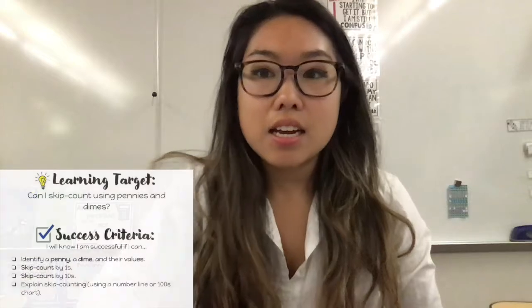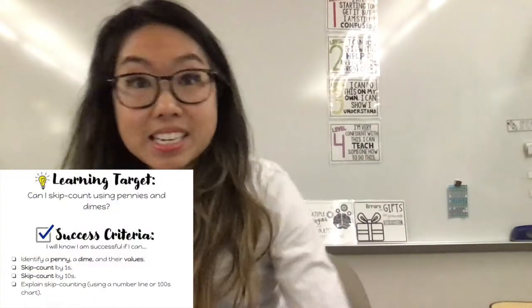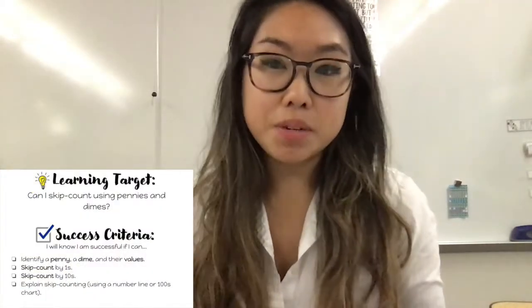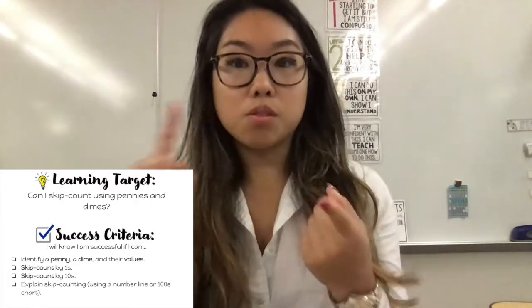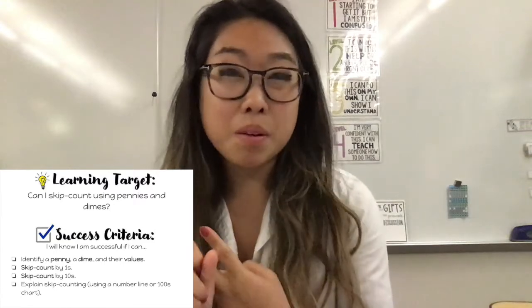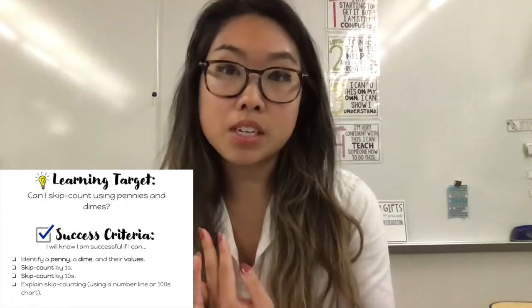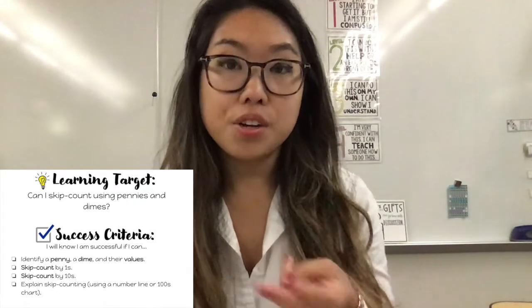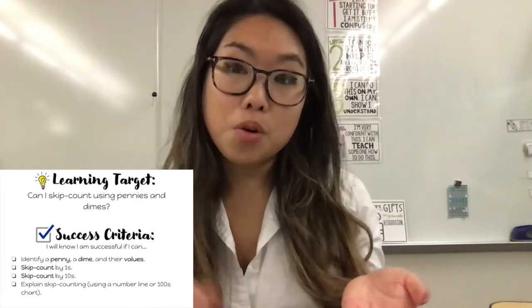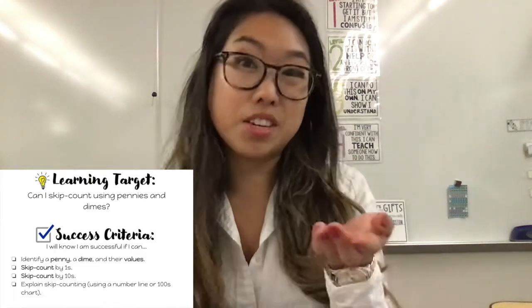So yesterday we practiced being able to skip count by tens and being able to skip count by ones. But for today, we are going to be practicing how to skip count by tens and ones together. So remember, our learning target is, can I skip count using pennies and dimes? So today, you're going to be successful if you can: 1, identify a penny, a dime, and their values. 2, skip count by ones. 3, skip count by tens. And remember, yesterday we learned about 2 strategies. You can use the number line to solve or the hundreds chart to solve and show your work.